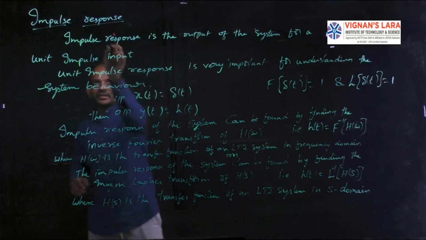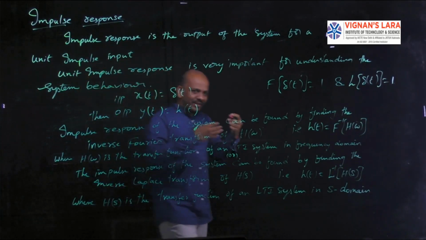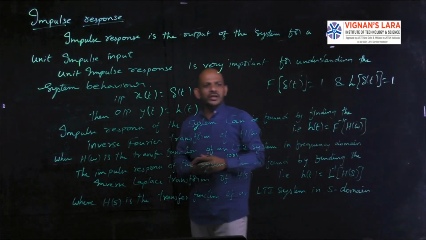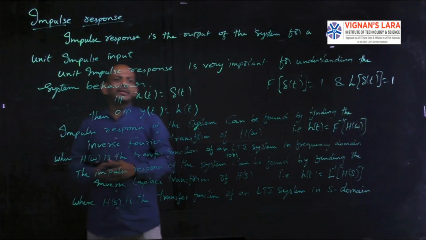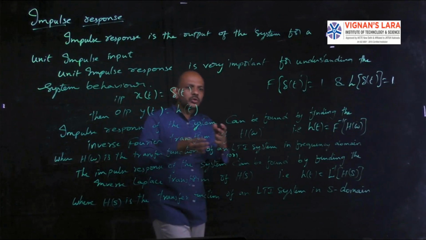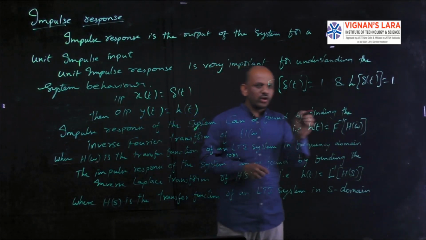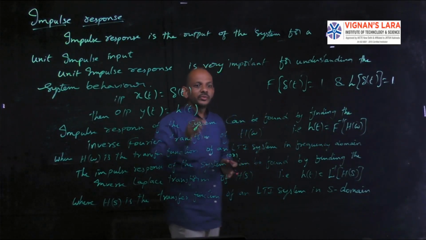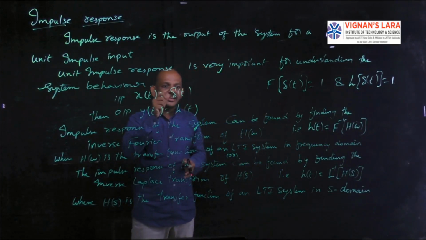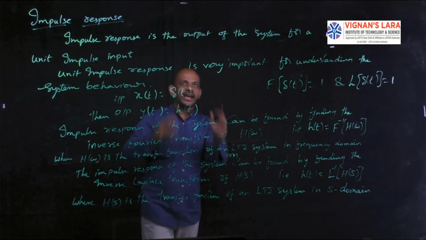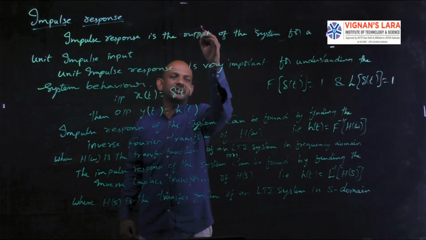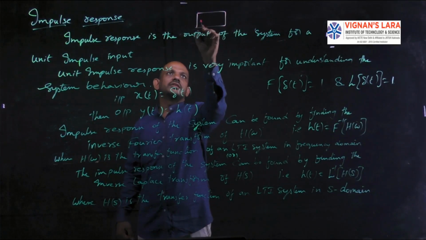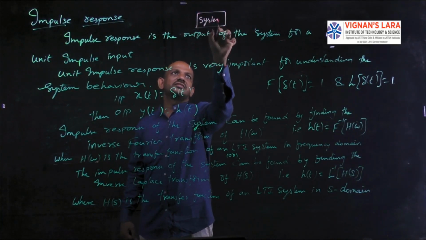So the impulse response is nothing but the output of a system whenever you give a unit impulse as input to that system. Simply, it is the output of the system for which we give a unit impulse as the input. If you want to represent it diagrammatically, see, we can represent it like this. Here I have to consider a system.